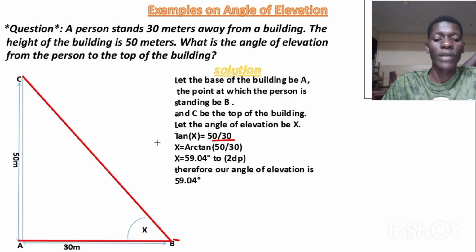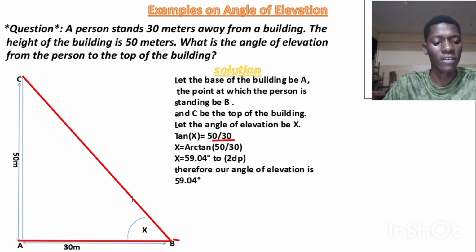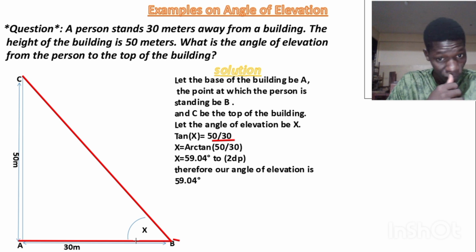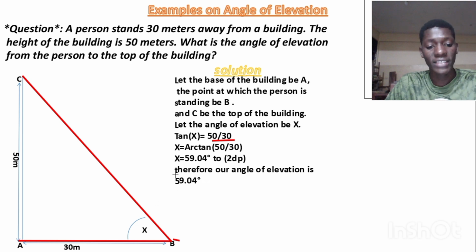So we were not asked to find x. We were asked to find the angle of elevation. That's the angle between the line of sight and the horizontal. So after we have found x, we have to tell them that the angle of elevation is equal to 59.04 degrees. We don't have to leave our answer in the x form.